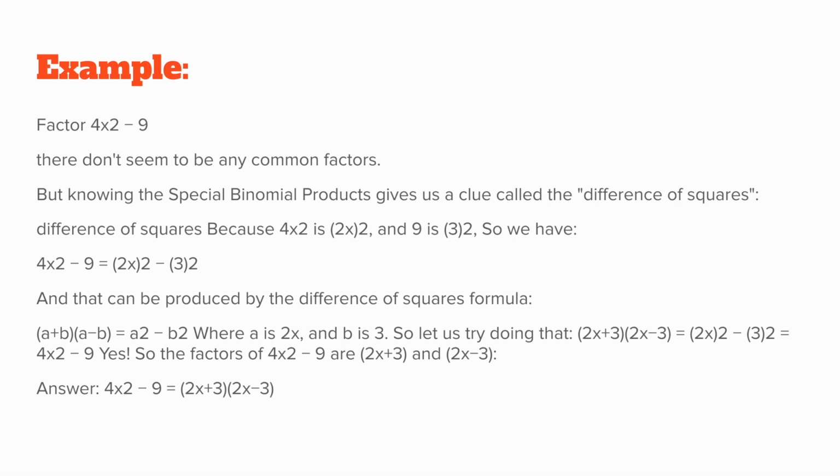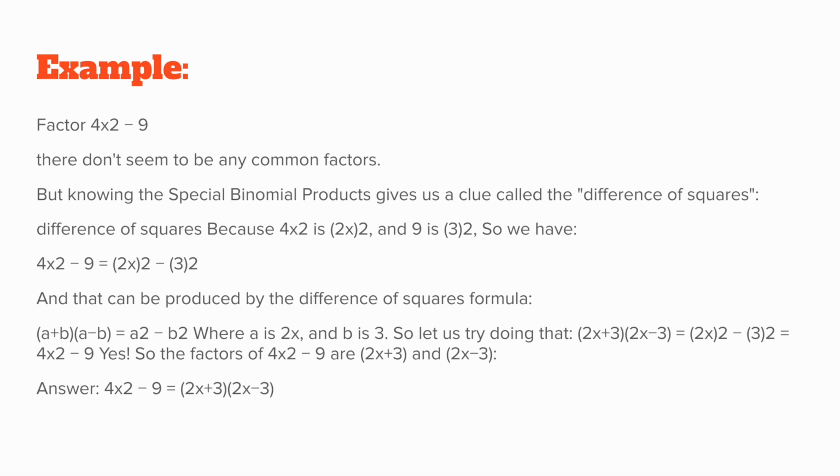For example, when we say to factor 4x squared minus 9, it doesn't seem to have any common factors. But knowing the special binomial products gives us a clue called the difference of squares. Because 4x squared is (2x) squared, and 9 is (3) squared. So we have 4x squared minus 9 equals (2x) squared minus (3) squared. And that can be produced by the difference of squares formula.